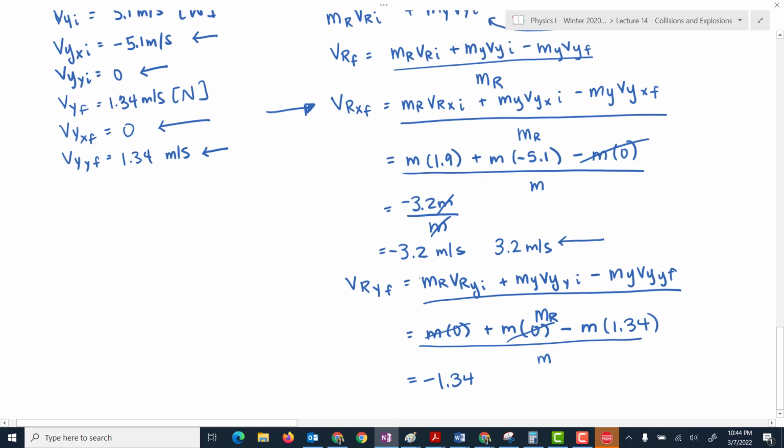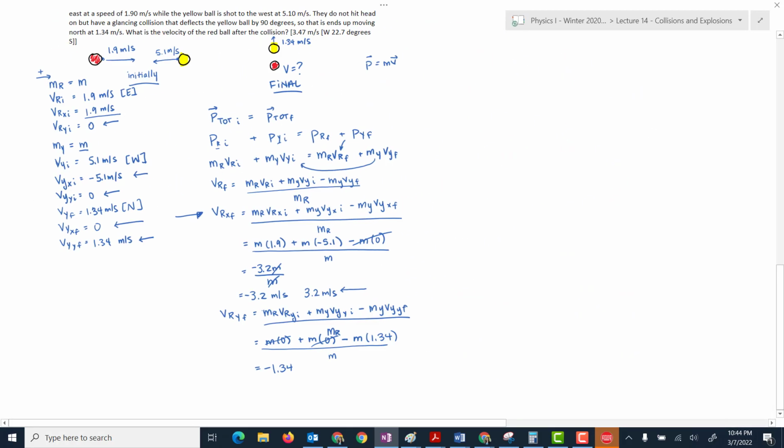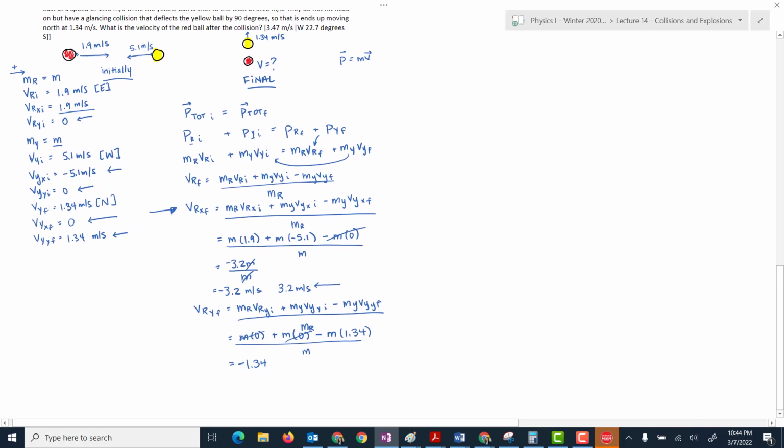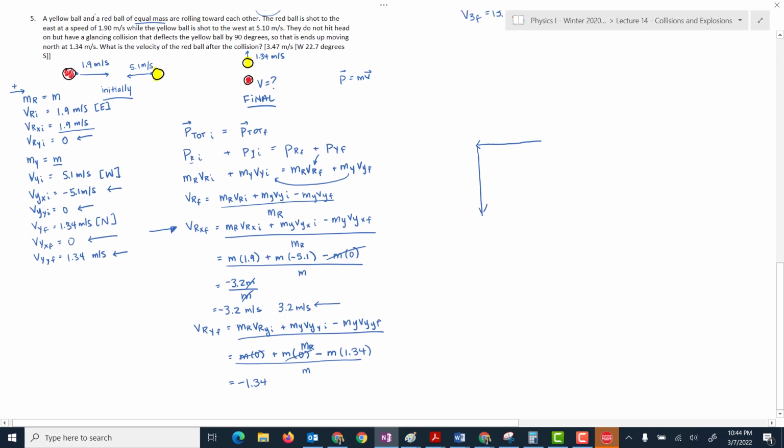Okay, so now I know the velocity of my red ball has an x component that's negative 3.2, so I'm going to draw that. It's going to the left or west. And then the y component is negative 1.34, so it's going south. Okay, so I'll put my numbers in. So I have 3.2 and 1.34. And now I'm trying to find my hypotenuse, which is my velocity of the red ball final. And I need to find this angle as well. So I'll solve for the angle first.